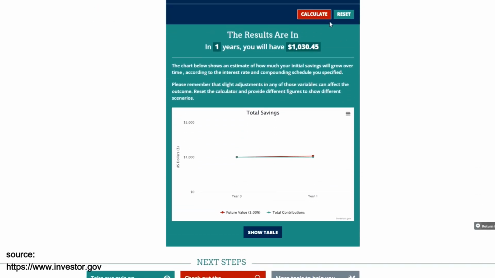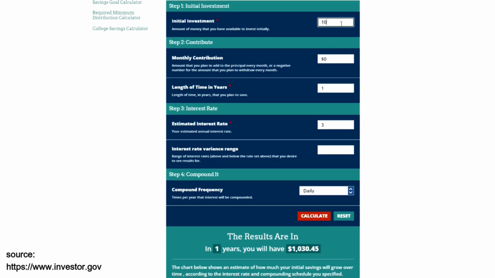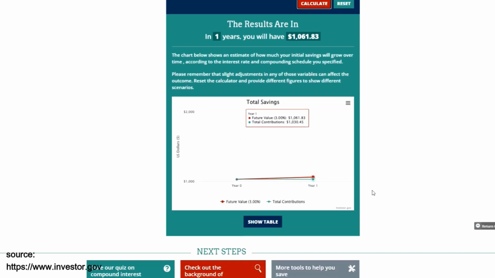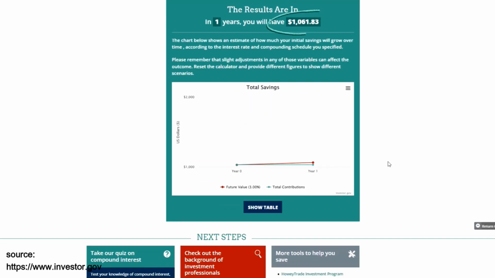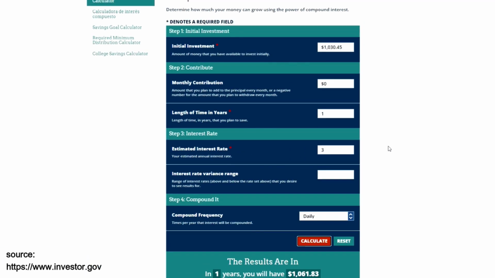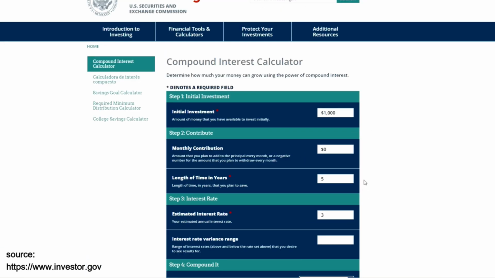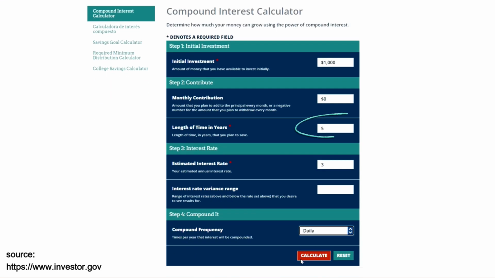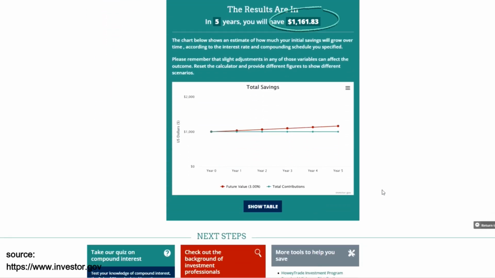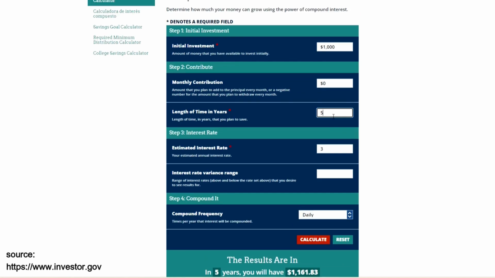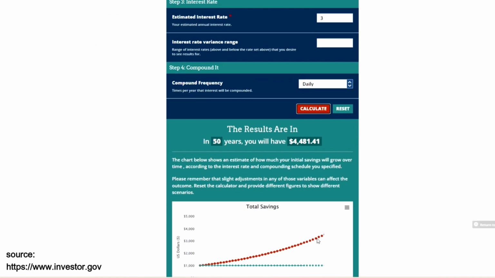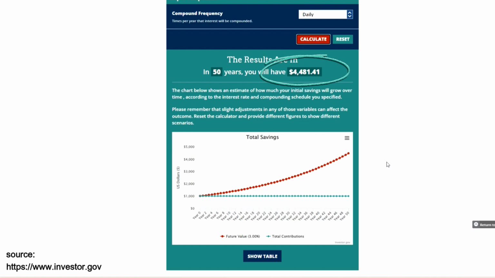which doesn't sound like a lot, but the next year, your principal is technically no longer $1,000, but $1,030.45. And 3% of $1,030.45 compounded daily for another year is $31.38, which means that you end year 2 with $1,061.83. Now, this will keep growing a little by little every single year, and by year 5, you will have accumulated $161.83. And after 50 years, you would have accumulated over $3,000 in interest for doing absolutely nothing. That is the beauty of compound interest.